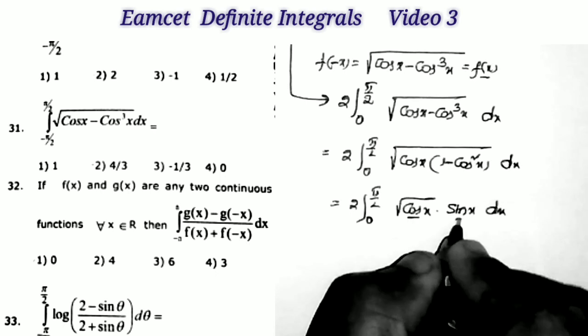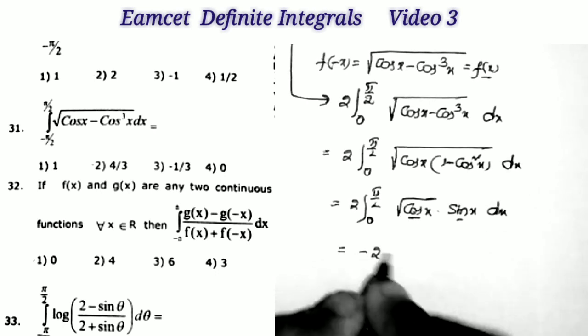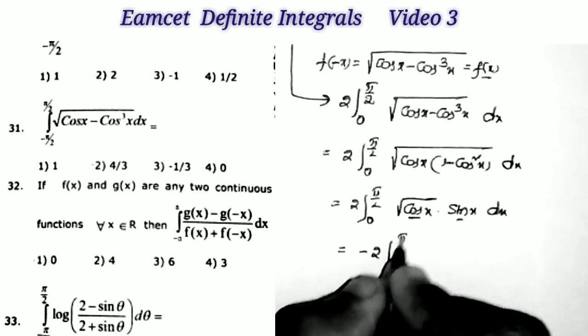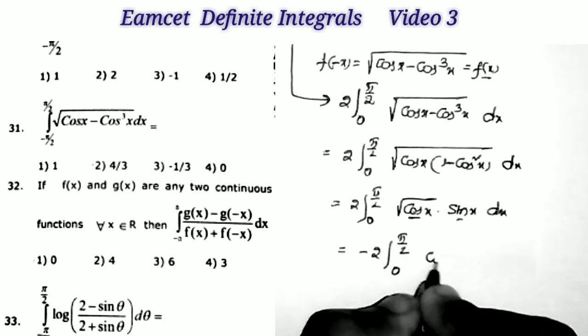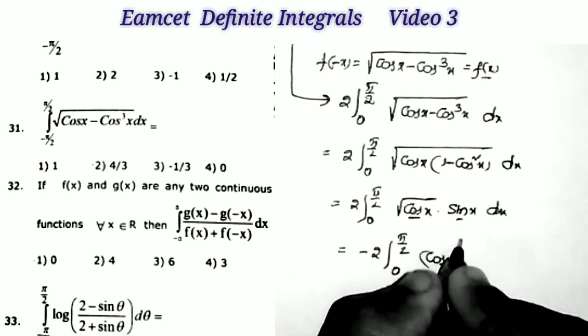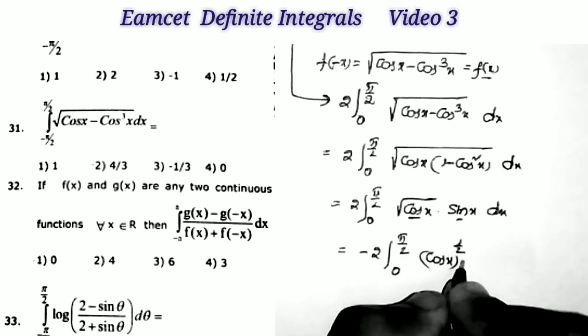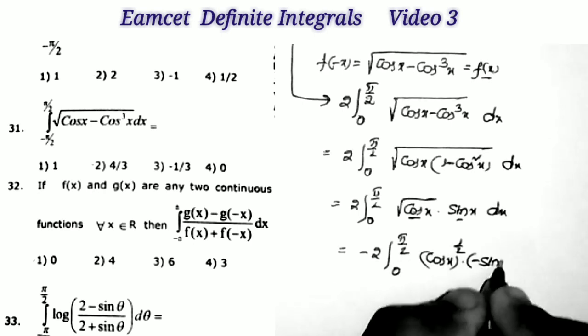Now what is the cos x derivative? Minus sin x. That is, just applying the minus sign to this expression like that. Minus 2 into integral 0 to pi by 2, root cos x is equal to cos x power 1 by 2, into minus sin x into dx.